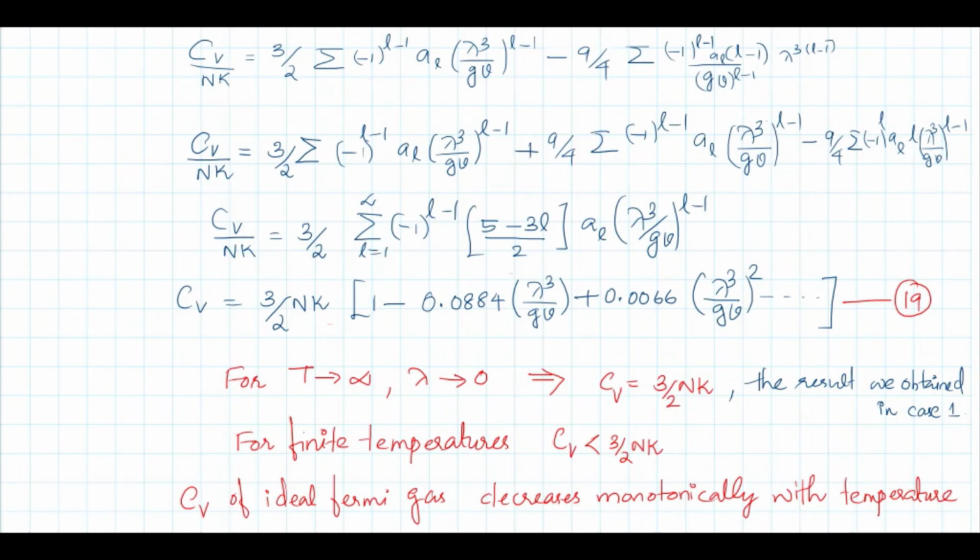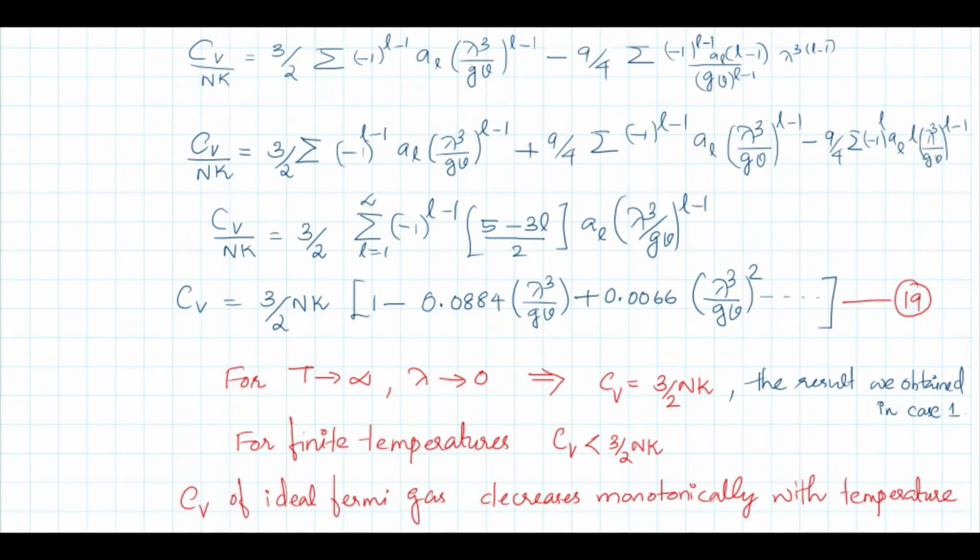When you put l equal to 1, this becomes minus 1 raised to 0, that is 1. This l is 1, so 5 minus 3, 2 by 2 becomes 1. A1, virial coefficient A1 is 1. And this l is 1, so 1 minus 1, 0. Any quantity raised to 0 is 1. So the first term will be 1, and the second term will be a negative term, and the third term will be a positive term, and so on. So this is the expression for Cv.